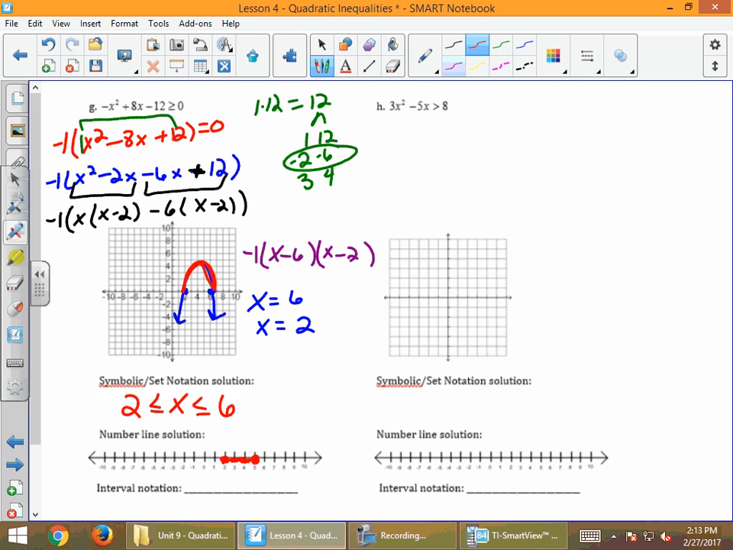And then how would we write this in interval notation? So 2 to 6. And then we have closed dots. We put brackets around them. Start at 2, end at 6, brackets because they're closed dots.